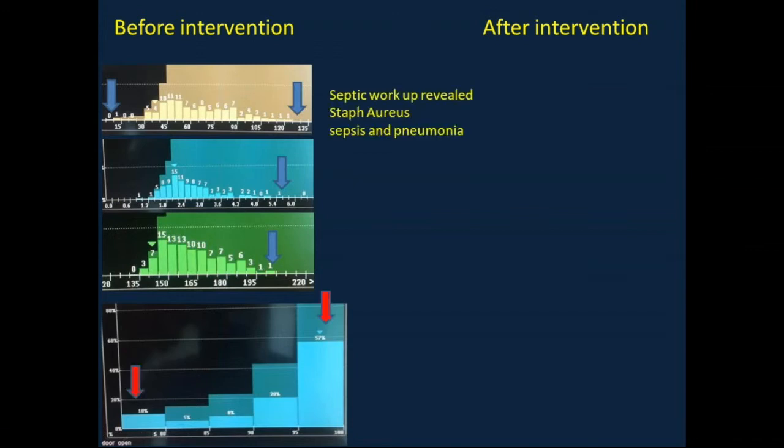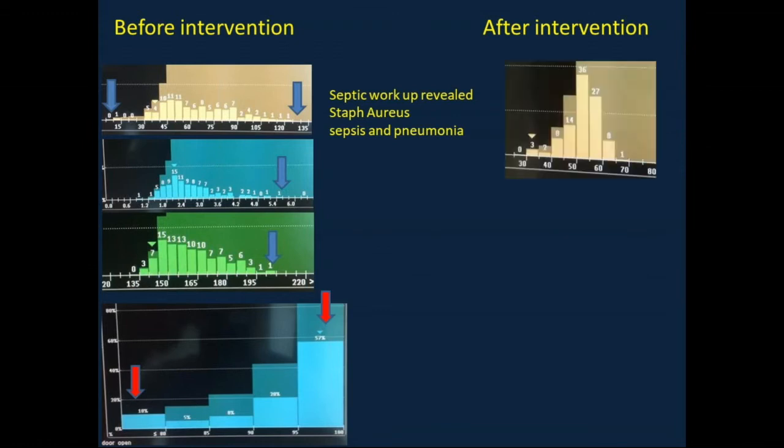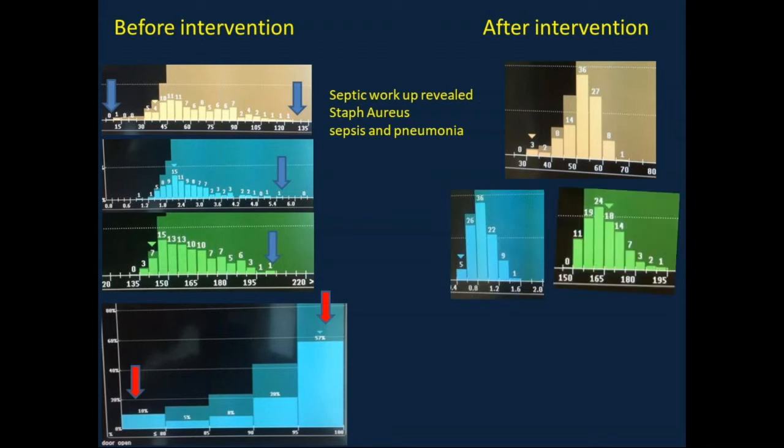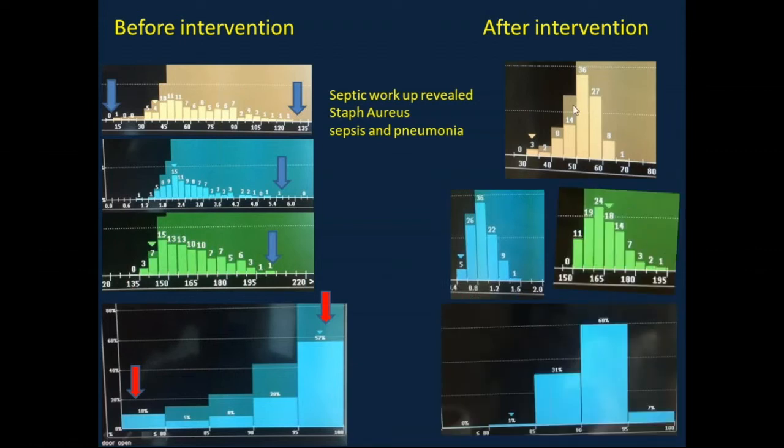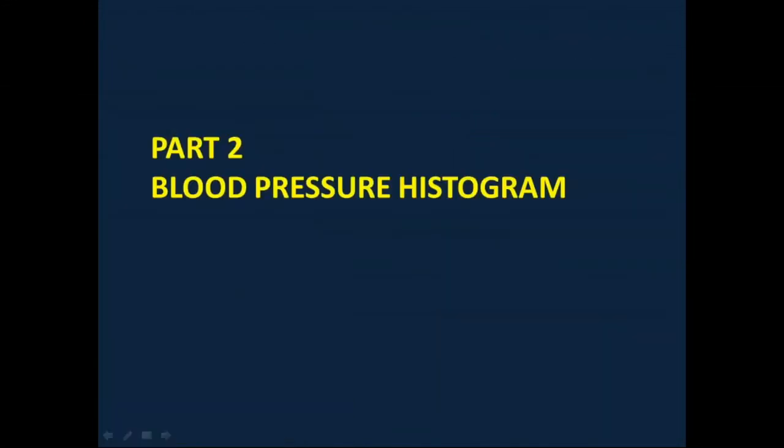So we did a septic workup, and the septic workup showed Staph aureus infection, and then showed a clinical picture of pneumonia. This infant was started after that on mechanical ventilation, high frequency ventilation, and a few days after, with improvement, you can see the improvement in the pattern of the histograms: respiratory rate, perfusion index, heart rate, and oxygen histogram. That's actually after weaning back to CPAP. We finished with part 1.